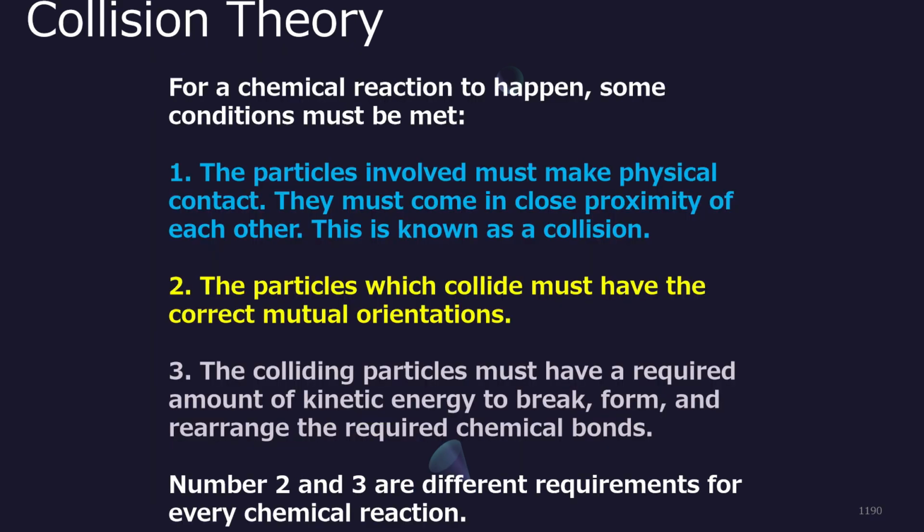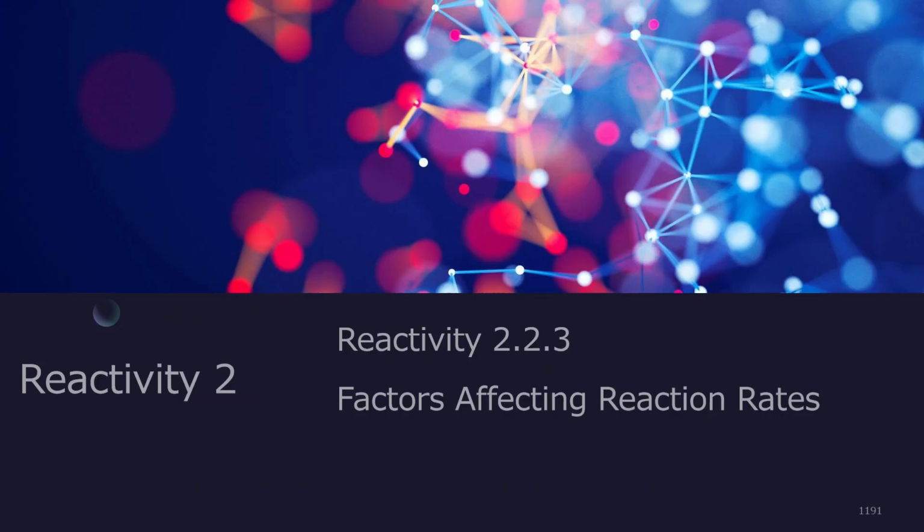So let's review. For a chemical reaction to happen, we need particles involved to make physical contact. They must come within close proximity of each other, making a collision. Next, the particles which collide must have the correct mutual orientations, the way that they are facing each other in 3D space. The colliding particles must have a required amount of kinetic energy to break, form, and rearrange the required chemical bonds. We can now apply the word activation energy to that minimum required kinetic energy. All right, so that's everything for 2.2.2.